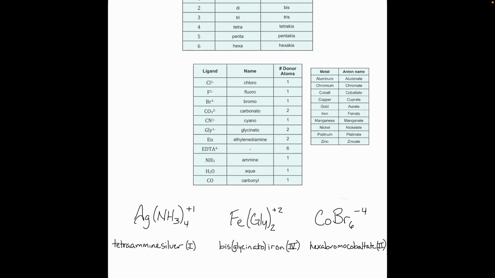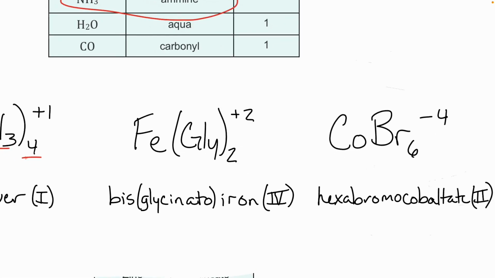All right, so just real quick in this last minute. The first one, I've got 4 amines, 4 NH3s. So that's tetraammine silver, and then the oxidation number would be 1. So tetraammine silver 1. My glycinato group is a polydentate group. So instead of referring to it as a di, I'm going to use the polydentate prefix bis. So bis, and then in parentheses, glycinato, iron 4.